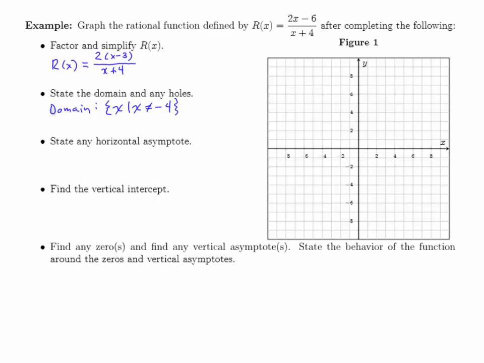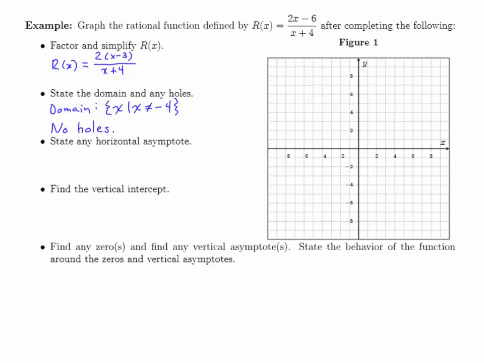In this particular example, nothing simplified when we factored that function r. And so we don't have any common factor in the numerator and denominator. And that's what we're looking for when we're looking for a hole. So we know in this case that there aren't any holes. So I'll just state that there's no holes.